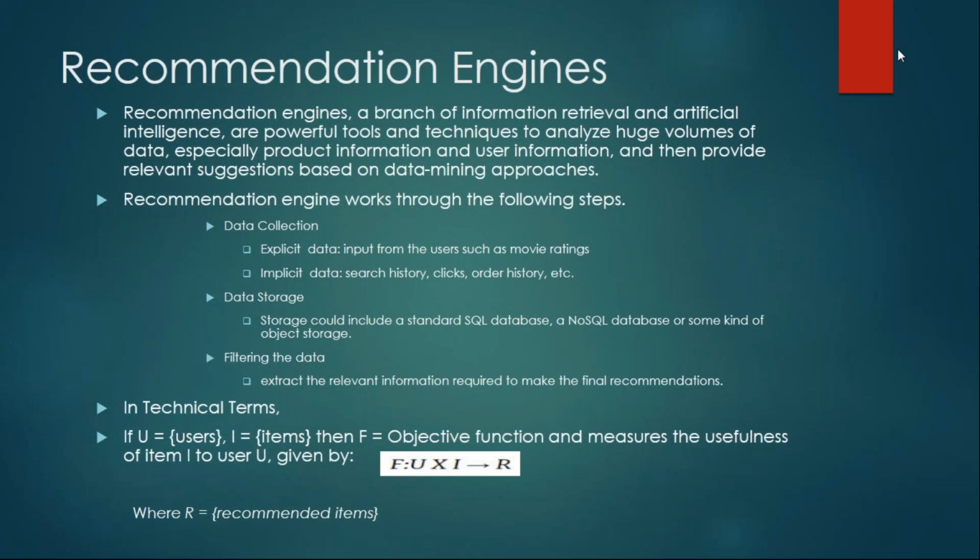When we talk about recommendation engines, your objective function is between the user and the item. It measures the usefulness of item i to user u, given by the function u times i, user times item, which gives your recommendation. In technical terms, we call this R the recommender. It's a function of user and item and gives the recommended item.